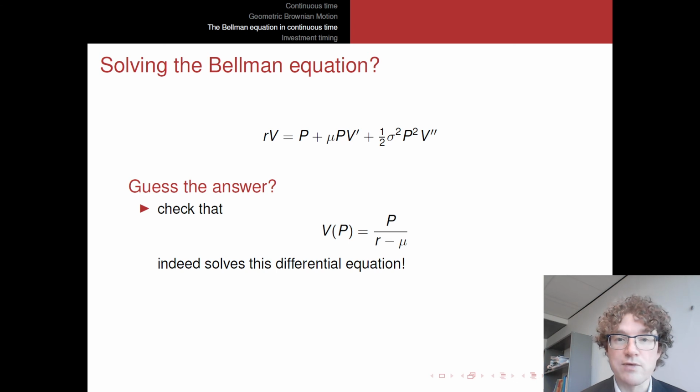Well, one way of solving equations is by guessing the answer. And here we actually have a good guess because we already essentially know what the price for a growing perpetuity was. We already covered that before. We figured out it was P divided by R minus mu. That was the value of a series of cash flows corresponding to a growing perpetuity. So let's check that this expression, this value, indeed solves this particular Bellman equation. Let me do that on paper.